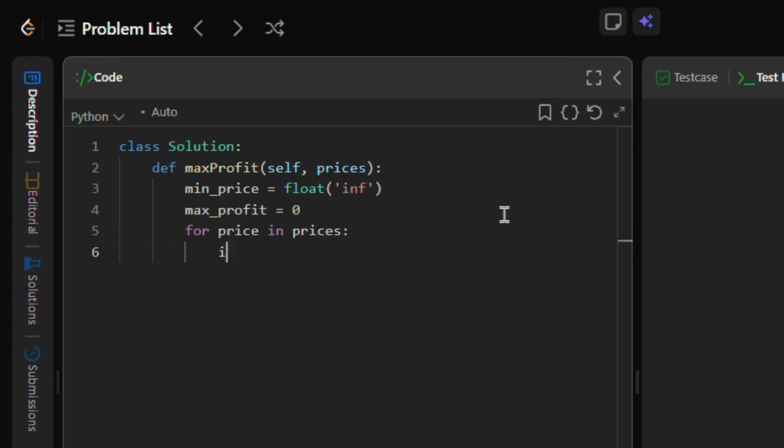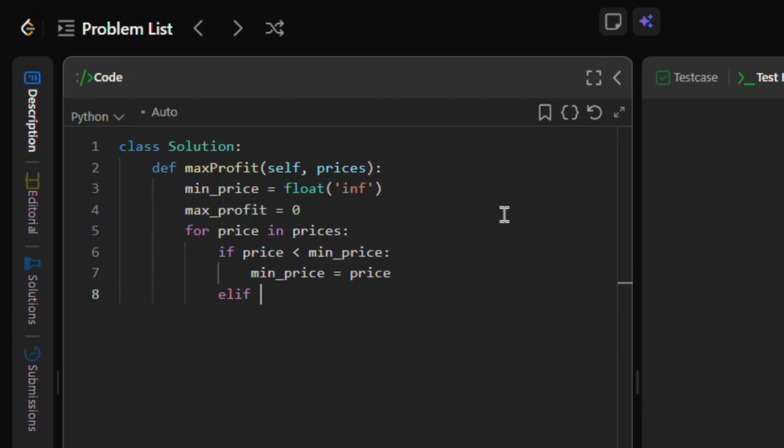We check whether the current price is lower than the lowest price we've seen so far. If it is, that means we've found a better day to buy. And if the price is lower, we update our min price. In plain terms, this might be the cheapest day so far. Remember it. This operation is constant time, O(1).